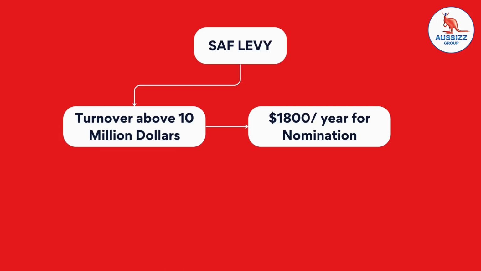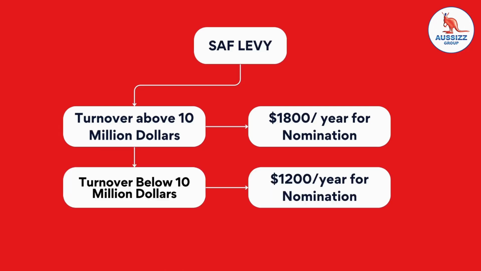For the nomination application, your employer will have to pay a nomination application fee which is around $330 plus an SAF levy. The SAF levy is determined by the turnover of the business. If the turnover of the business is above 10 million, then the business will have to pay $1,800 per year for the nomination. And if the turnover of the business is less than 10 million, the business will have to pay at least $1,200 per year.